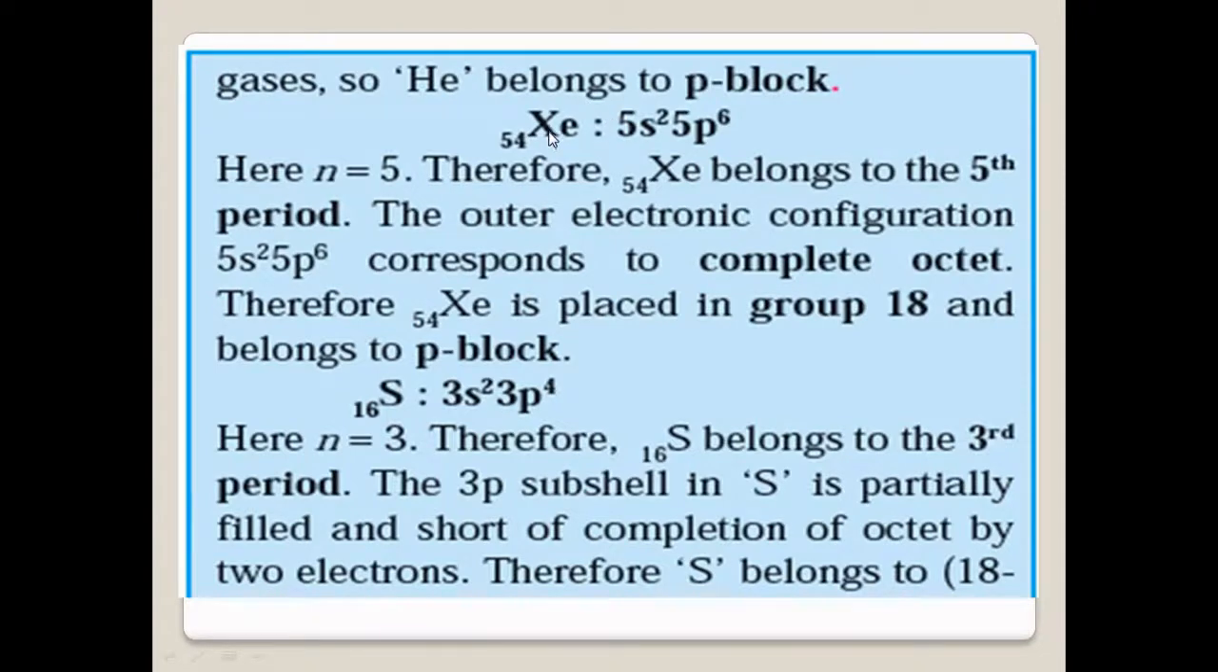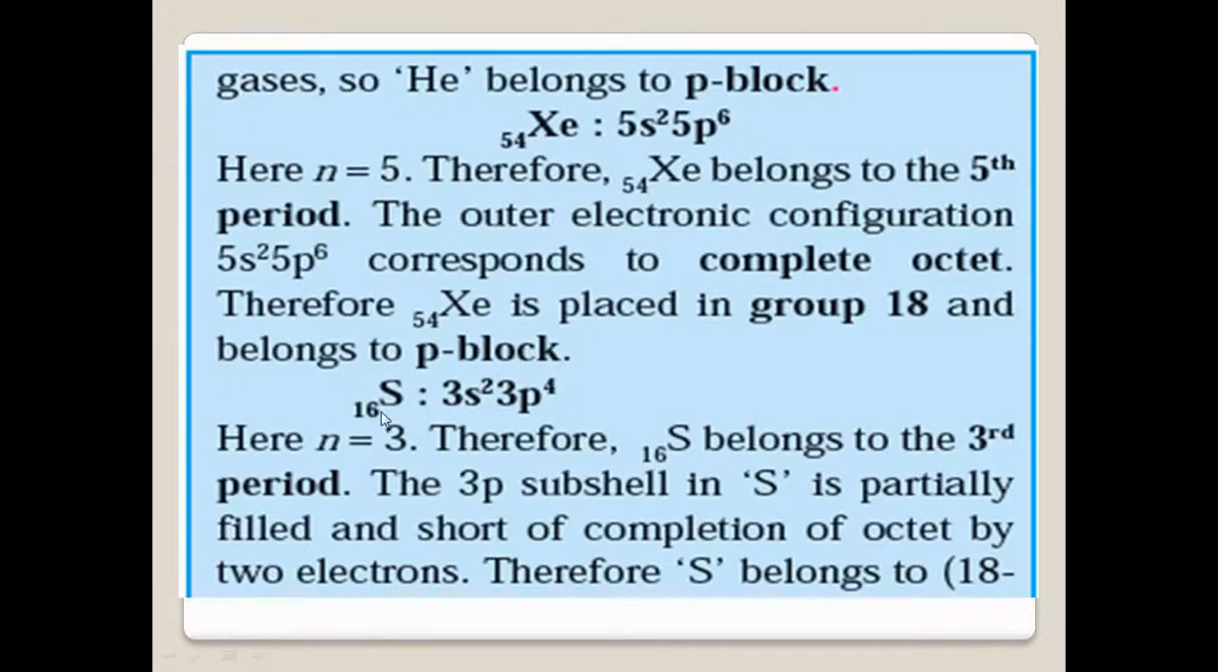Let's see another example, that is xenon, 5s2 5p6. 5 indicates n, and n indicates the period. So it is a fifth period element. Whereas its octet is complete, so it is in group 18, so it belongs to the p block. Are you getting this?